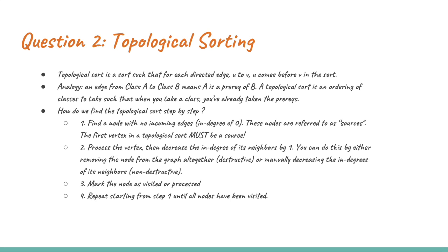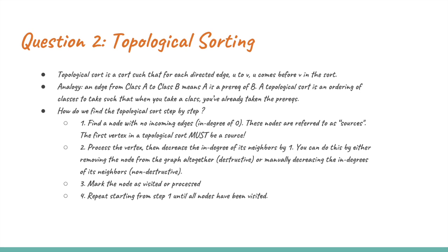A topological sort is an ordering of classes to take, such that when you take a class, you've already taken the prerequisites. So how do we find the topological sort step by step? In step 1, we find a node with no incoming edges. These nodes are referred to as sources, so the first vertex in a topological sort must be a source.